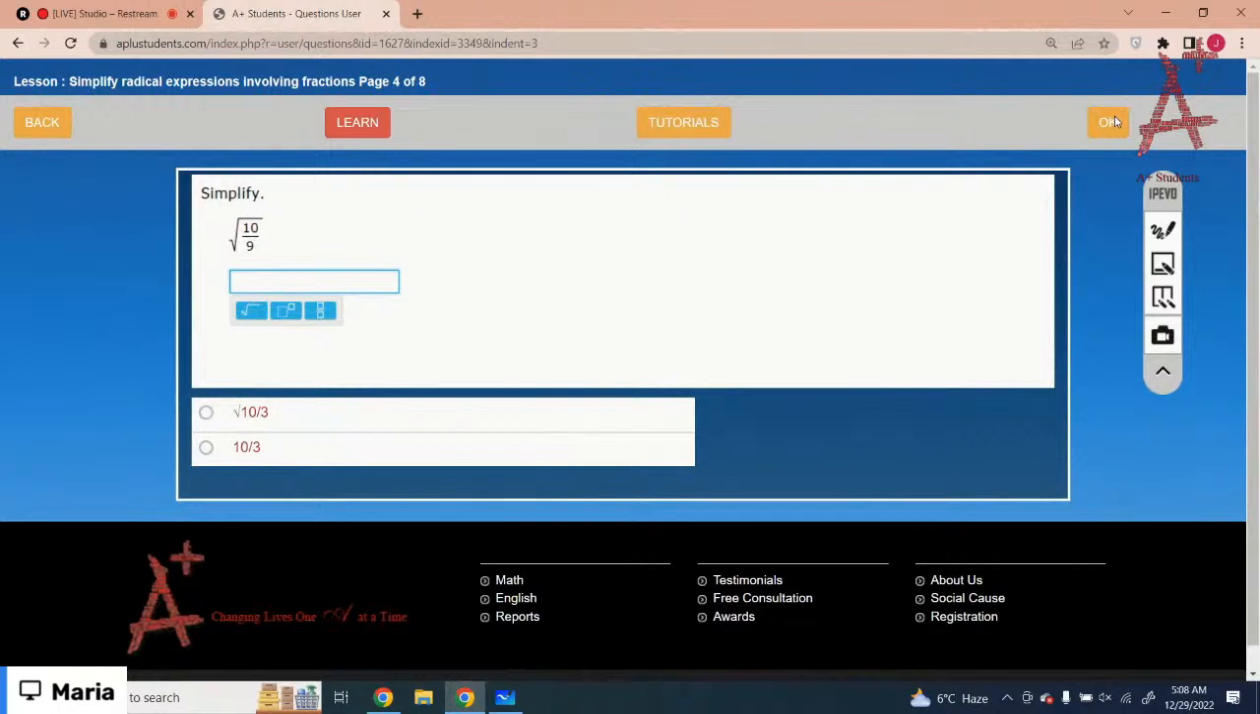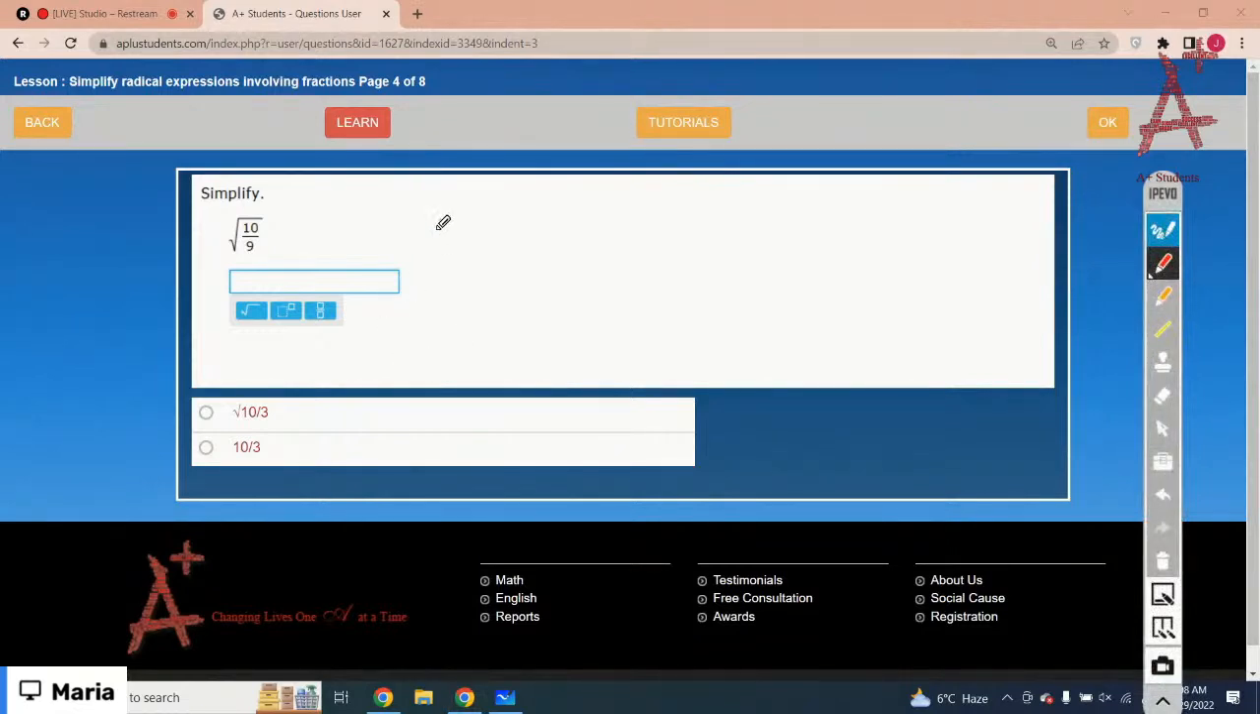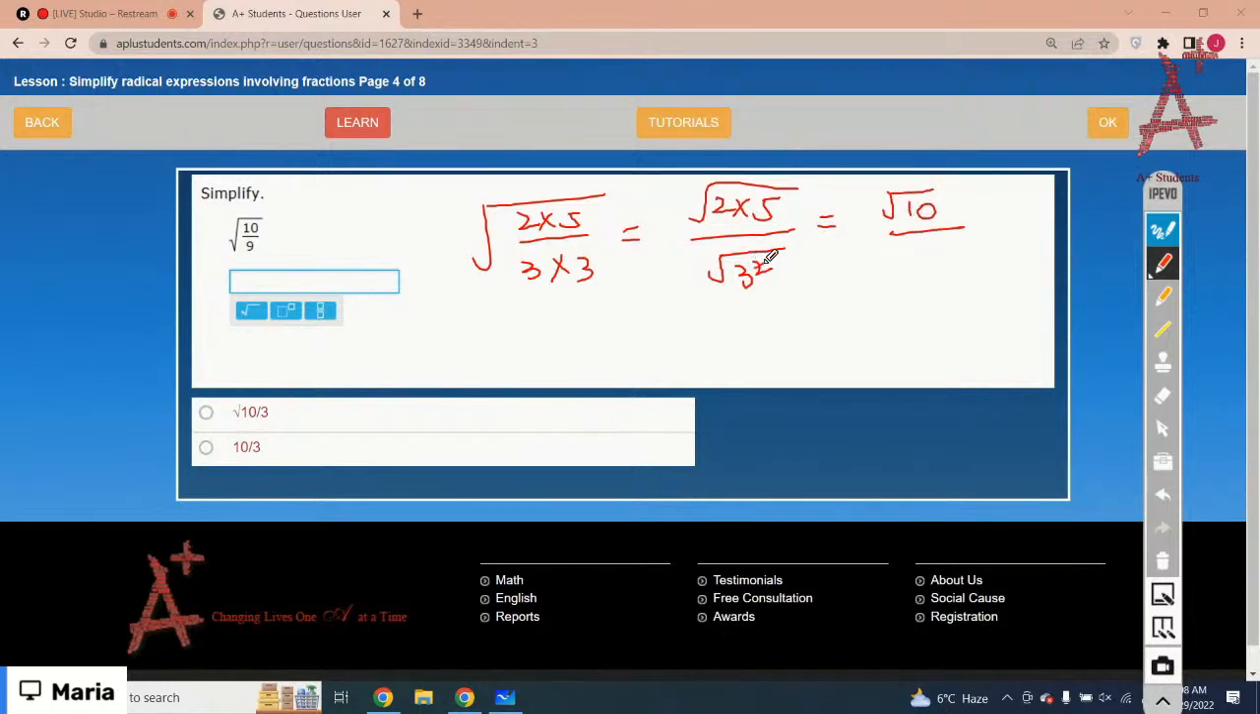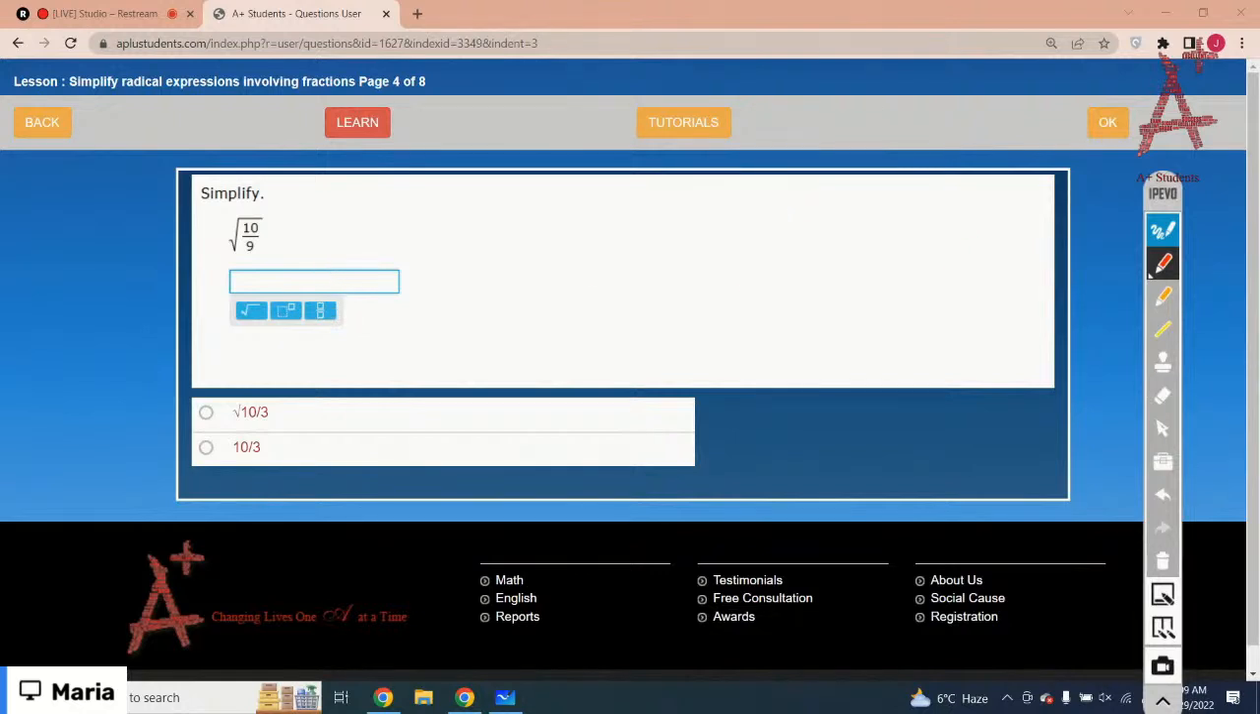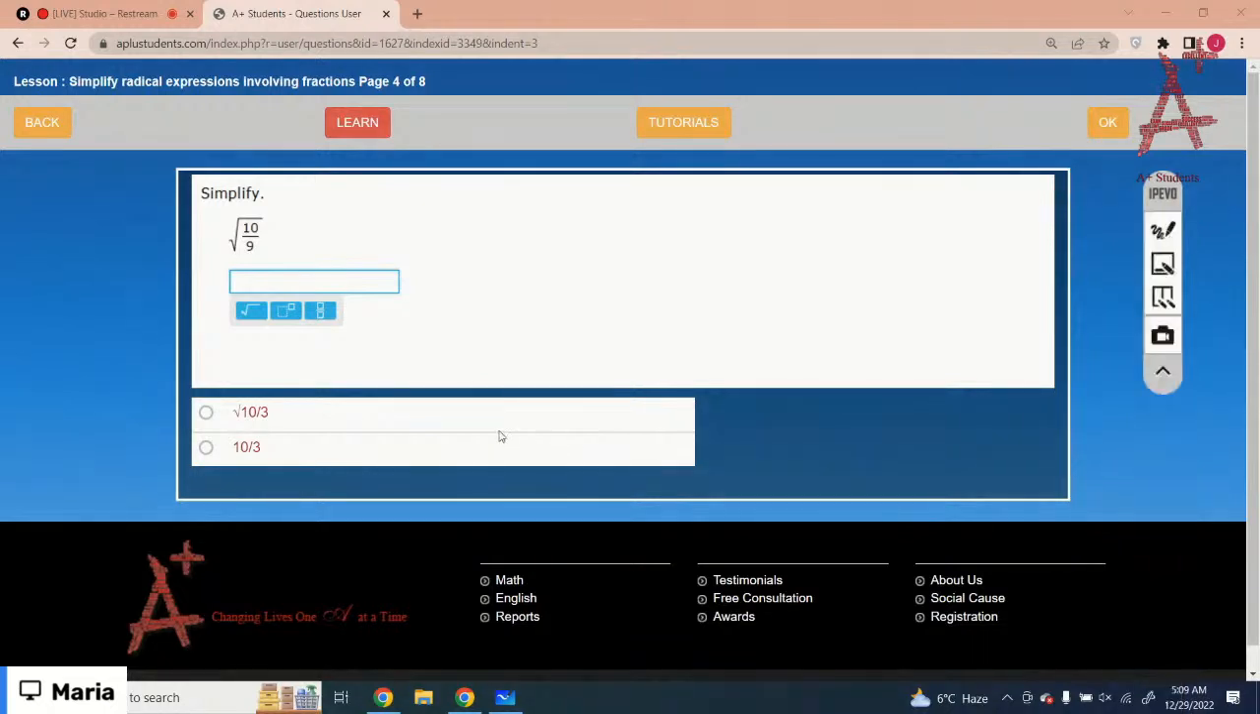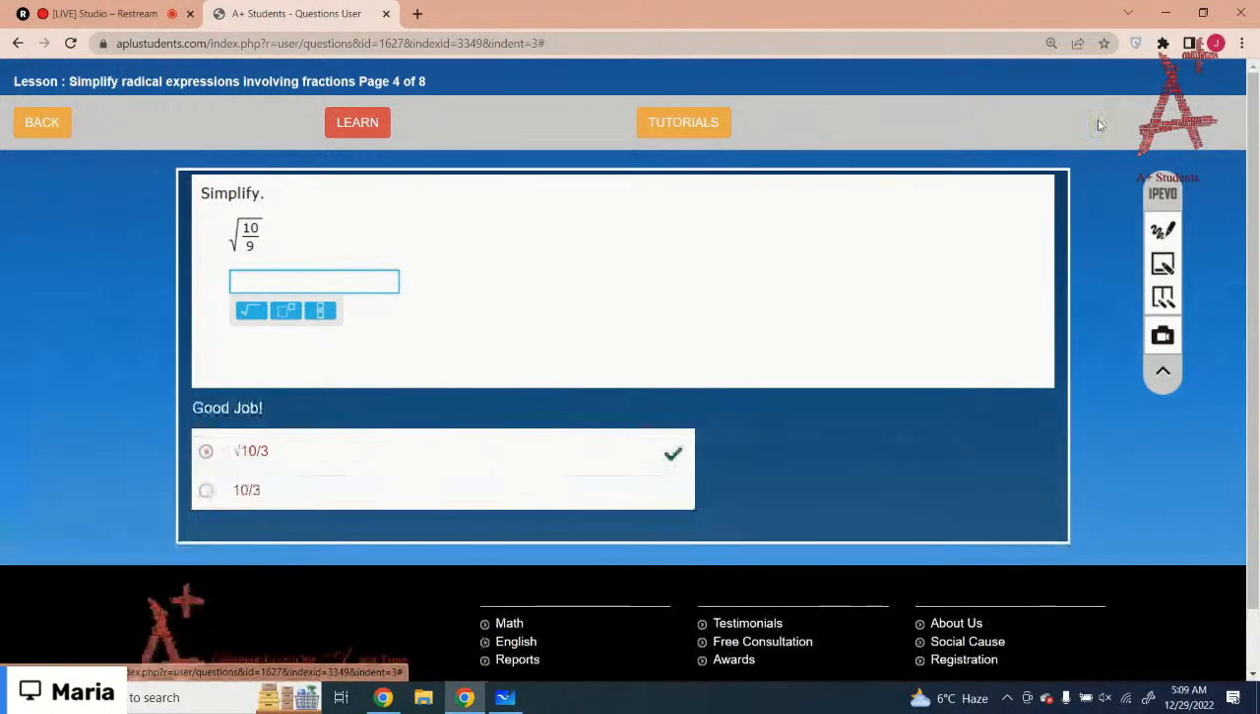Okay, the next one is square root 10 divided by 9. So write them as the prime factors, 2 times 5, and you can write them as 3 times 3. It would be square root of 2 times 5 and 3 square. Got it? So square root 10 divided by 3. Got it? So first option is the correct one. Just select the correct option and then click on the OK button.